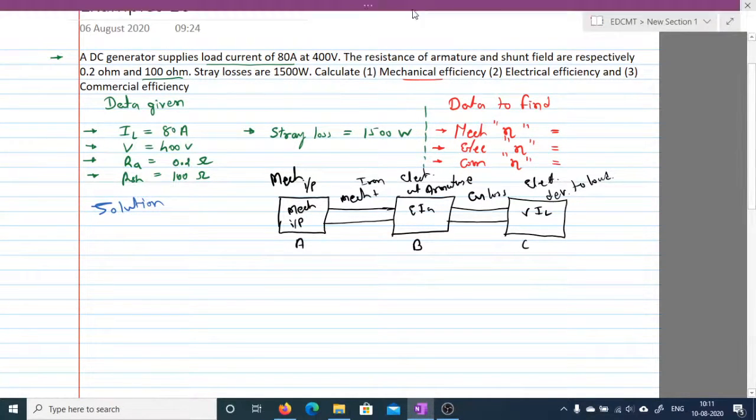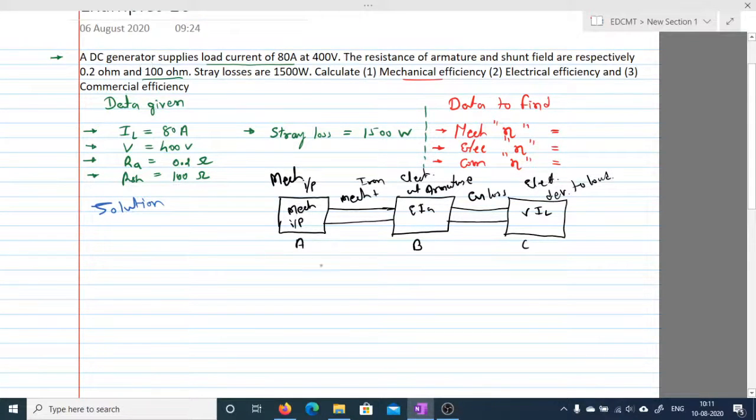Now whatever thing we need to find, let me just put this thing in this manner, that first thing we need to find is mechanical efficiency. So basically what is mechanical efficiency as per our diagram, which is B by A. The second is electrical efficiency. So as per our diagram, the electrical efficiency is electrical output by electrical input. So it's C by B. And the third is its commercial efficiency. Basically commercial efficiency is all over or total efficiency of generator. So it is the final output C divided by total input A. So this is what we require to find, right?